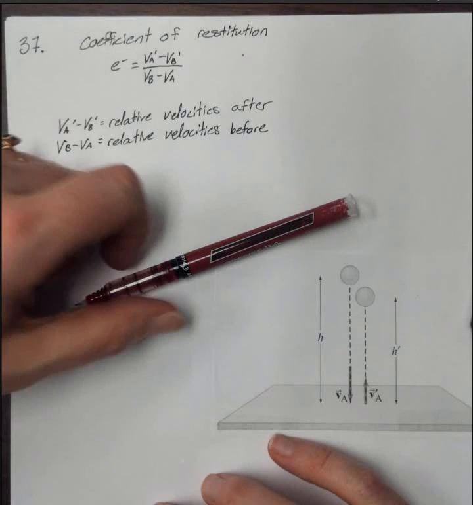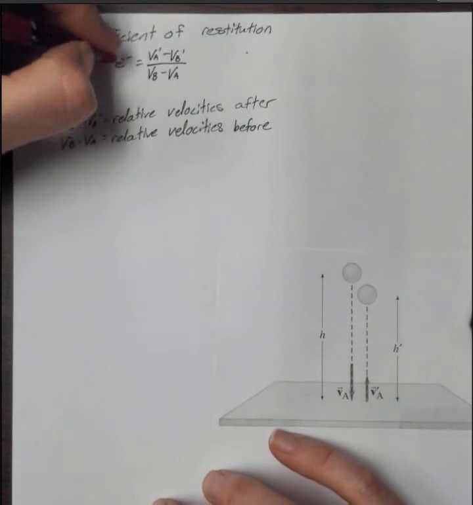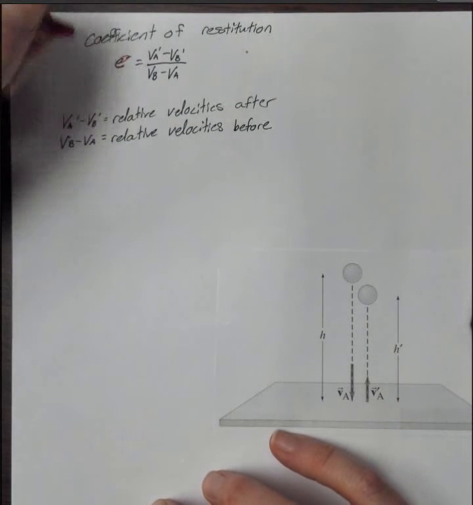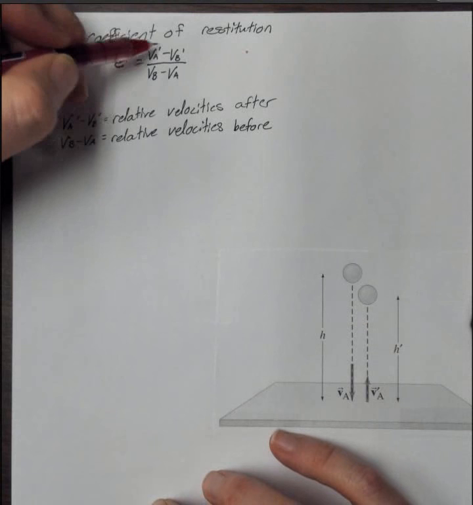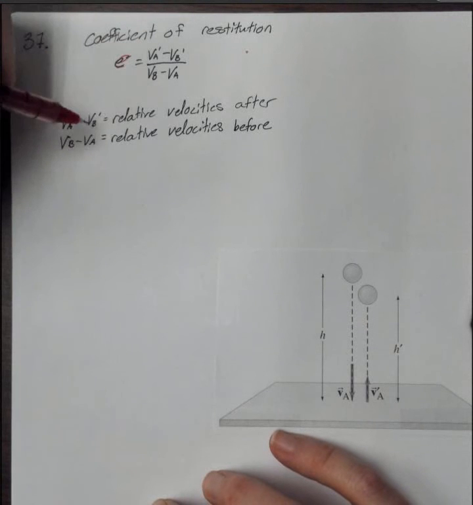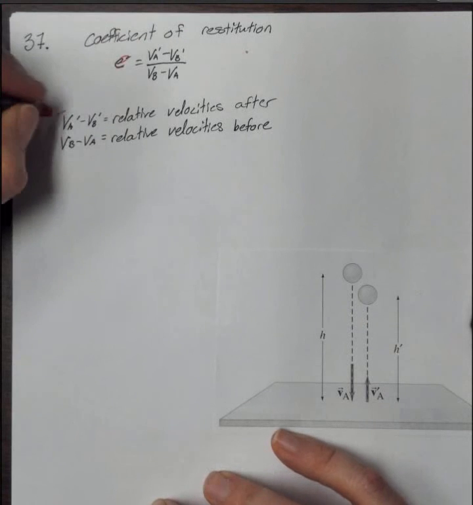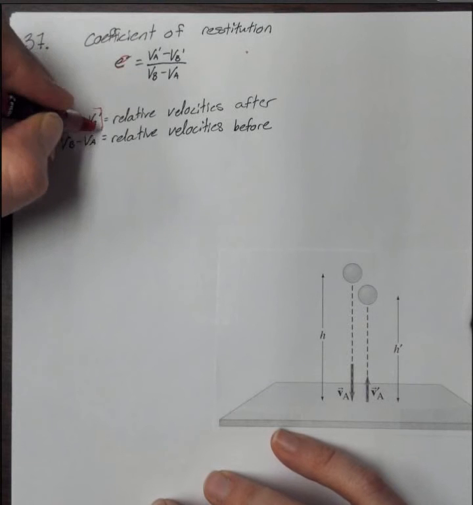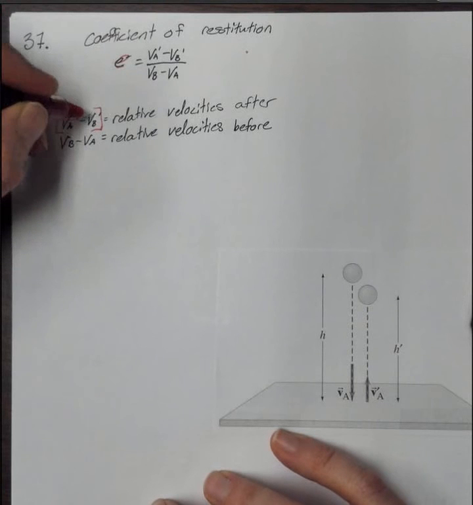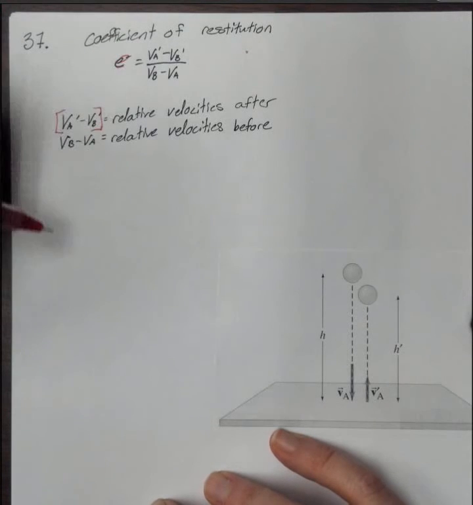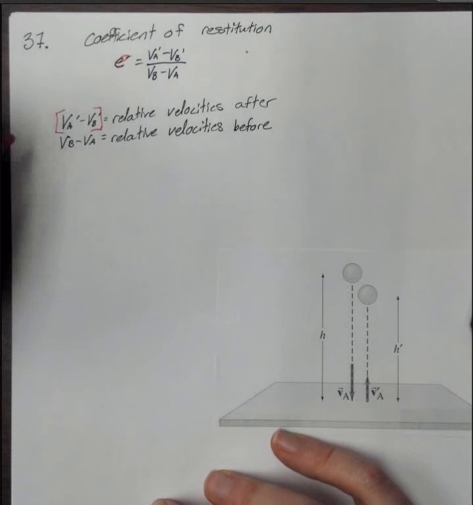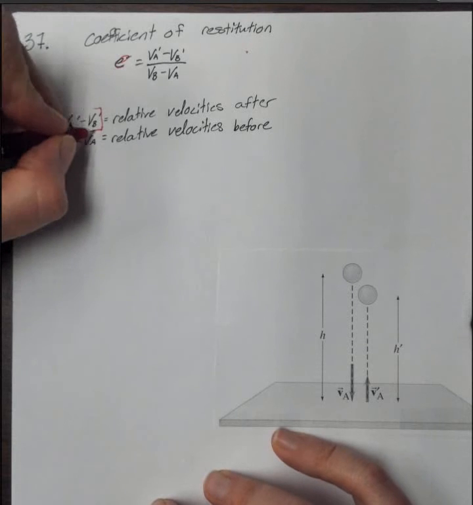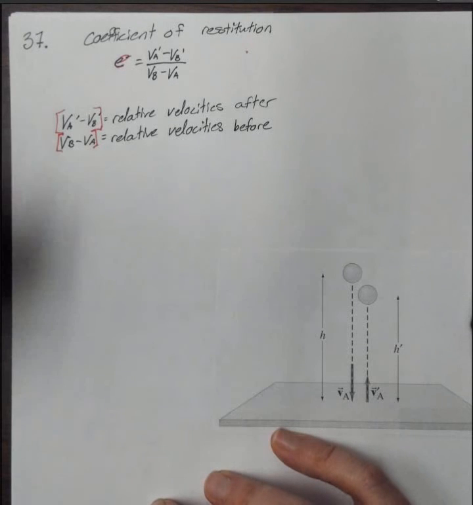So, the coefficient of restitution is given by this variable E, and it's VA prime minus VB prime over VB minus VA. And in this equation, what we're looking at is that VA prime minus VB prime is the relative velocities after a collision for two objects. And remember, that's going to be from your frame of reference. And then VB minus VA is the relative velocities before the collision.